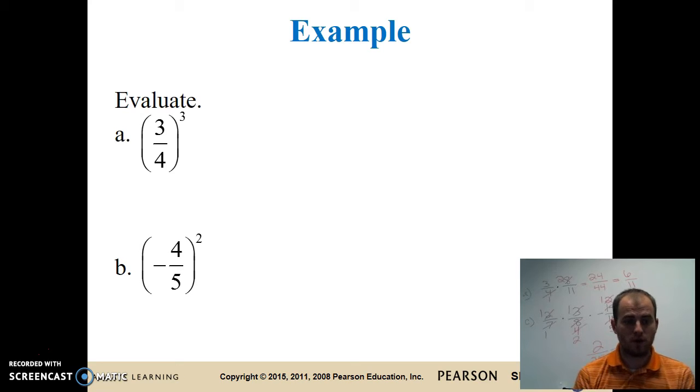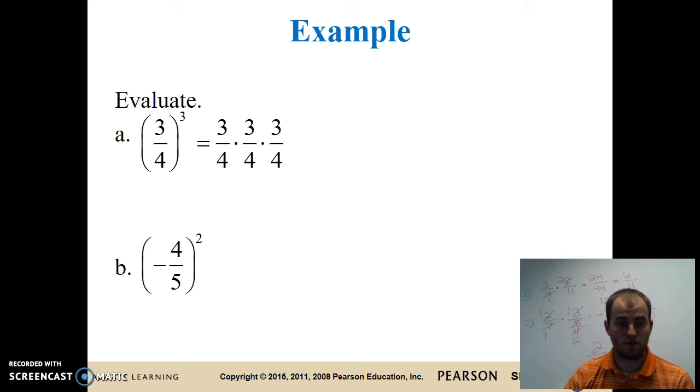All right, we have 2 more. What do you do with fractions and exponents? 3/4 cubed means 3/4 times 3/4 times 3/4. Multiply straight across. 3 times 3 times 3 is 27. And 4 times 4 times 4 is 64. So you can write it out every time if you want. Or you can just do 3 cubed is 27. And 4 cubed is 64.